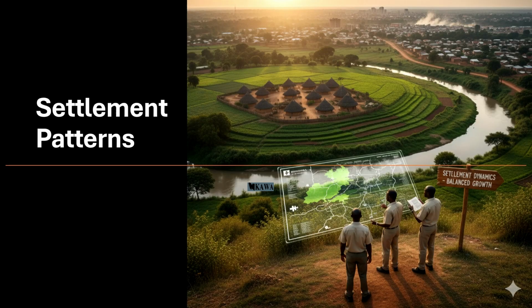And we now finally look at settlement patterns. Settlement patterns describe where and why people live in certain areas. In Uganda, many communities settle near rivers or fertile lands. So human geographers study these patterns to address issues like overcrowding and rural-urban migration. Their goal is to promote balanced development and improve living conditions.